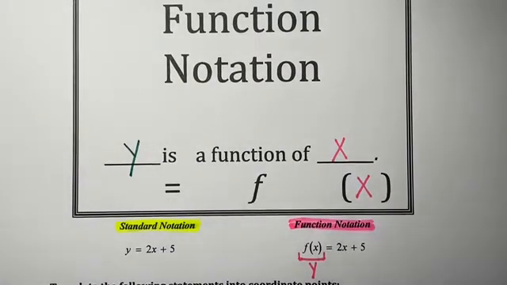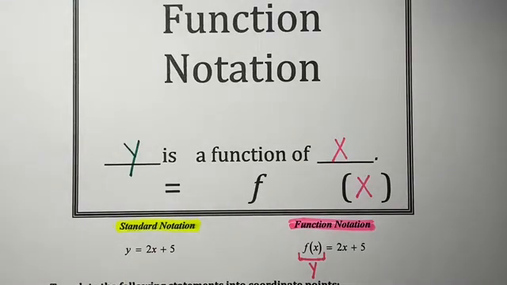Function notation. Y is a function of x, which is the same thing as f of x. So we need to remember and understand that this is not multiplication. Function is f, and another way to write this is f of x. So here's an example of our standard notation where we use y equals 2x plus 5.